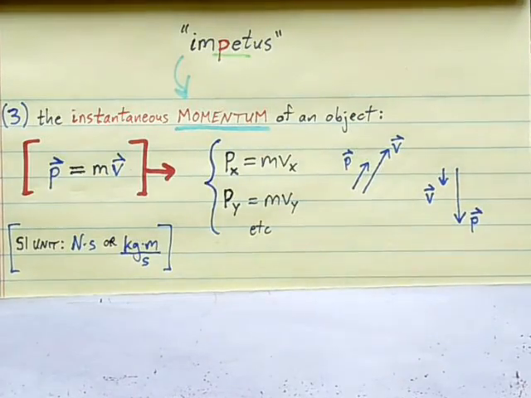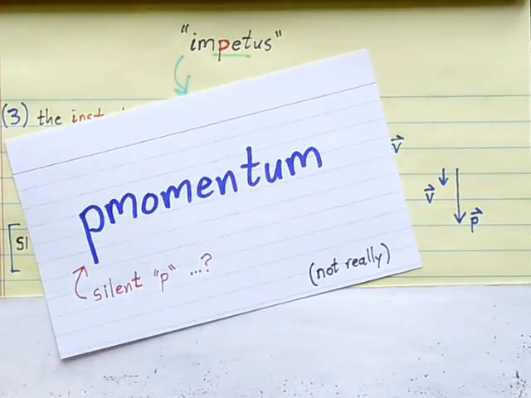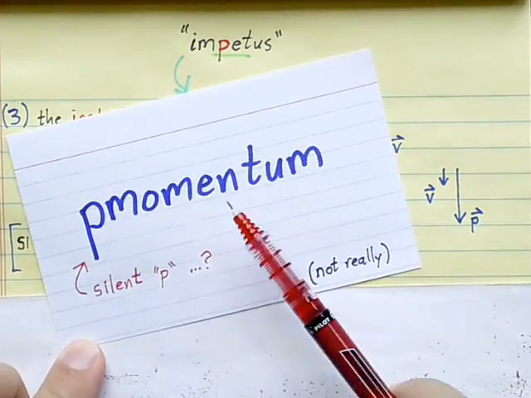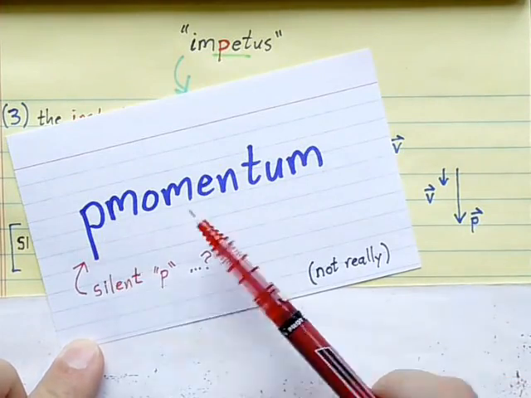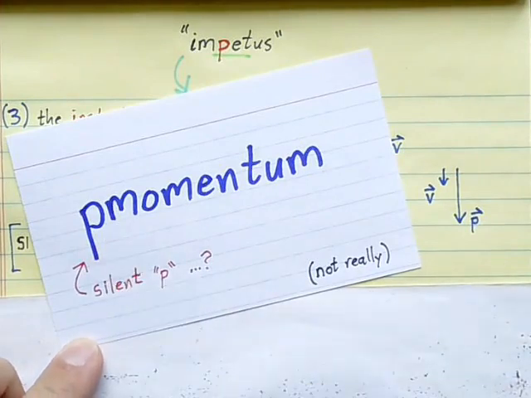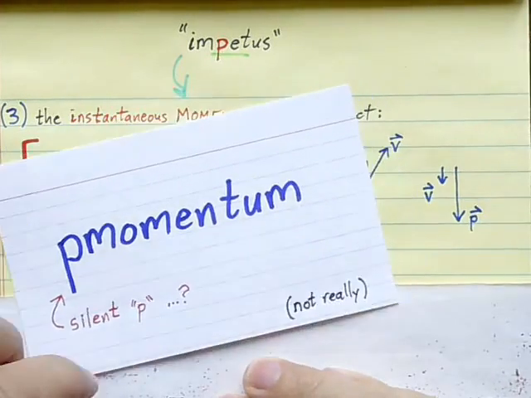Alternatively, it's sometimes been suggested that the P is actually there for an alternate spelling of momentum, in which there's a silent P at the beginning of the word. I've heard that as well.